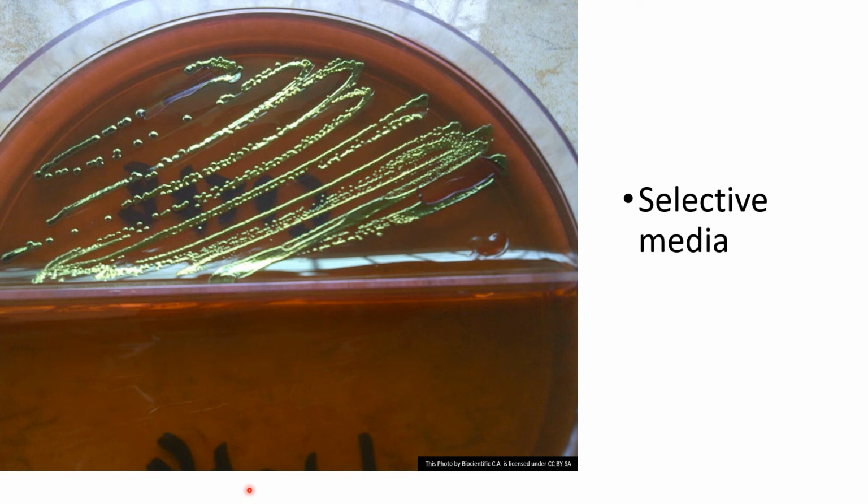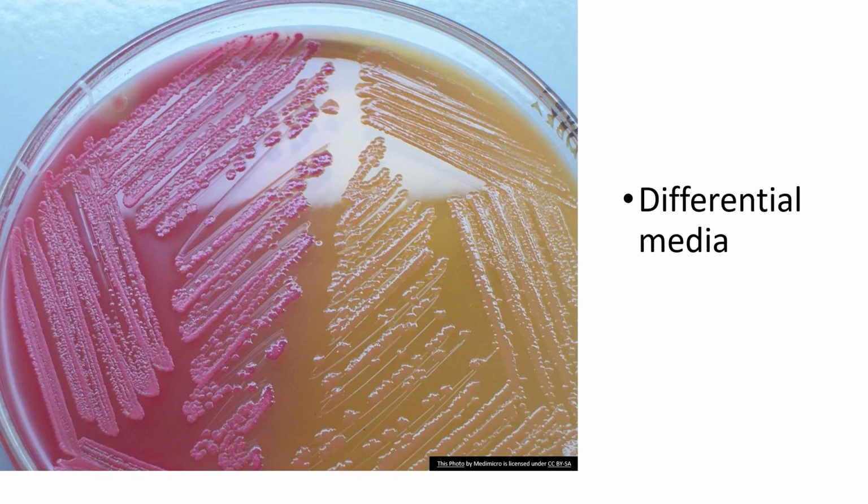What's cool about EMB is if you have E. coli on it, the colony will have this green metallic color. So you can differentiate bacteria on EMB as well as use it as a selective media. So those media that can help us differentiate bacteria are called differential media. So a medium can belong to two categories at the same time.